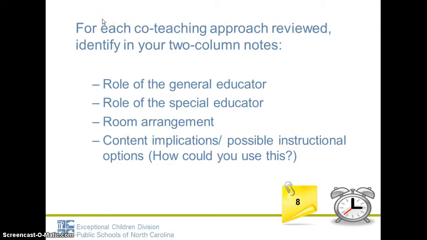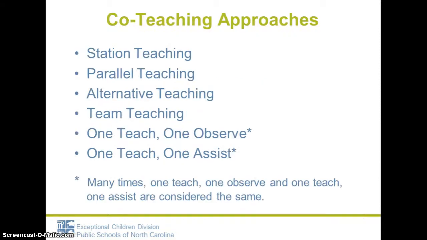As we review the 6 models of co-teaching in the next slides, try to make note of these 4 items as we go through: the role of the general education teacher, the role of the special education teacher, the room arrangement, and content implications. These are the 6 models of co-teaching: station teaching, parallel teaching, alternative teaching, team teaching, one teach, one observe, and one teach, one assist.